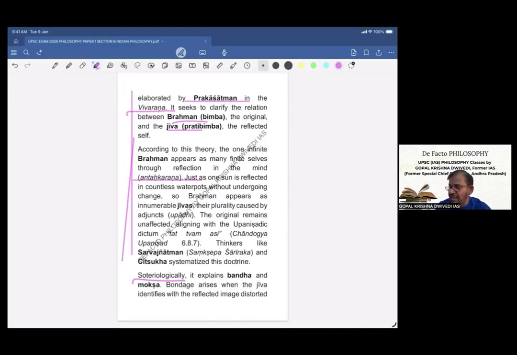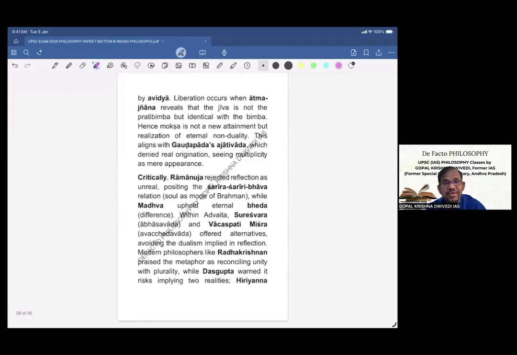Now, soteriologically, what is its significance? Now, let us try to understand that. Soteriologically, it explains bandha and moksha. Bondage arises when jiva identifies with the reflected image distorted by avidya. Liberation occurs when Atma Jnana reveals that jiva is not a pratibimba, but identical with bimba only. Hence, moksha is not a new attainment, but realization of eternal non-duality. Thus, this aligns with Gaudapada's Ajativada, which denied real origination, seeing multiplicity as a mere appearance.